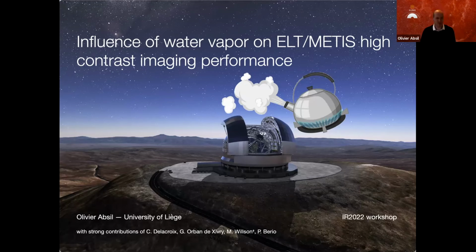Thank you. So after all these nice talks about what we can do with high contrast imaging, now we are going to be back to a bit more instrumentation aspects. So I'm going to talk about how water vapor in the Earth's atmosphere can affect the performance of high contrast imaging. And most of the things I will show today are thanks to the contribution of several people.